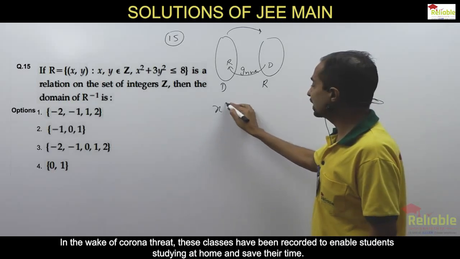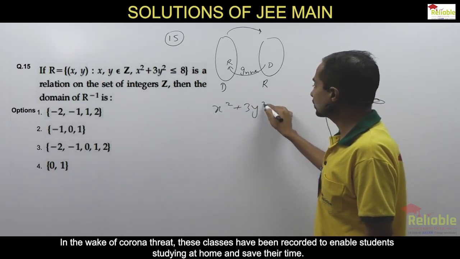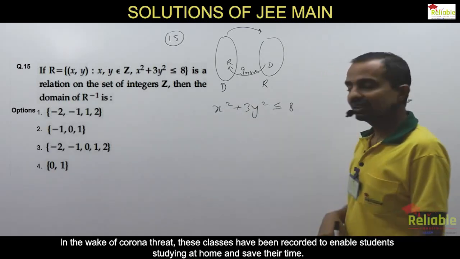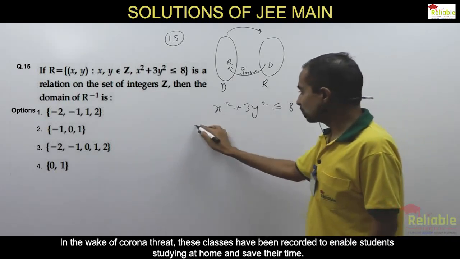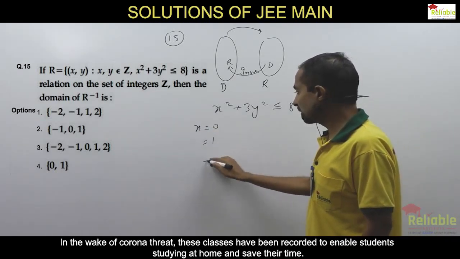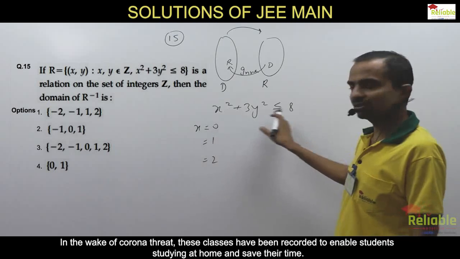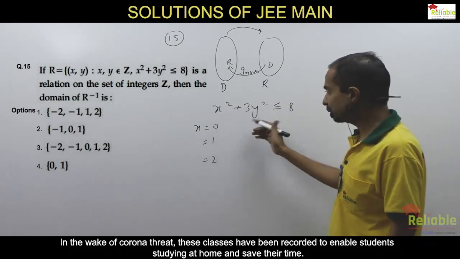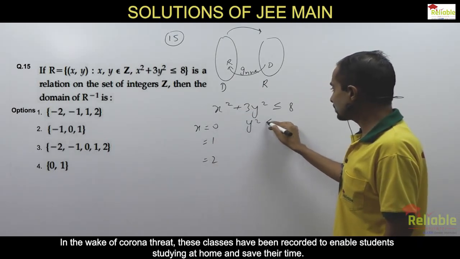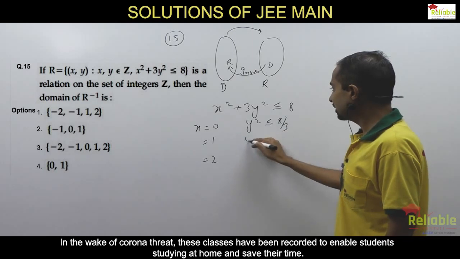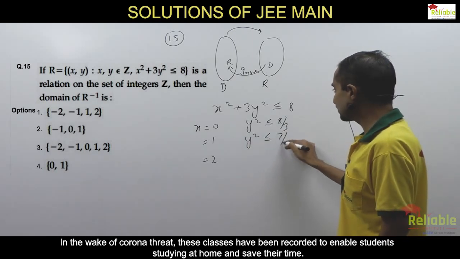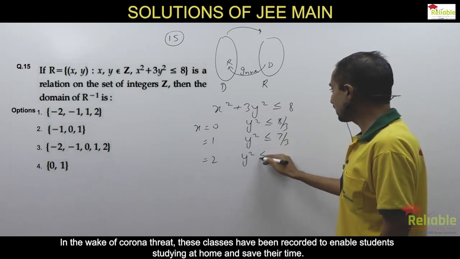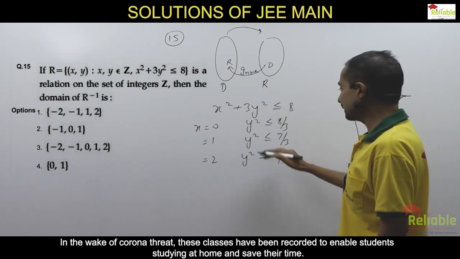Set of values of y in x squared plus 3y squared less than or equal to 8. Now x is an integer. So let's put x equal to 0, 1, 2; 3 is no use because it will breach 8. So here y squared is less than 8 by 3. Here y squared is less than 7 by 3. And here y squared is less than 4 by 3.